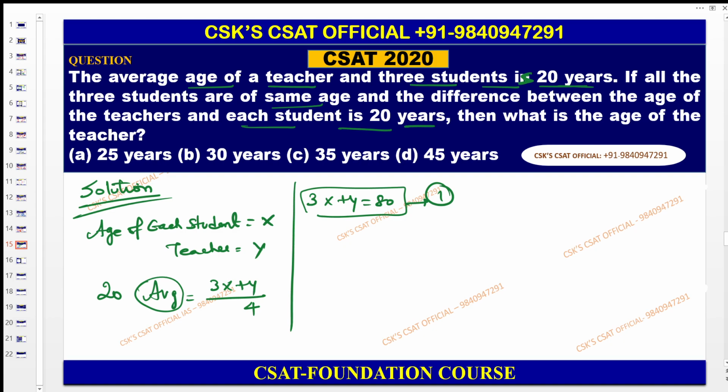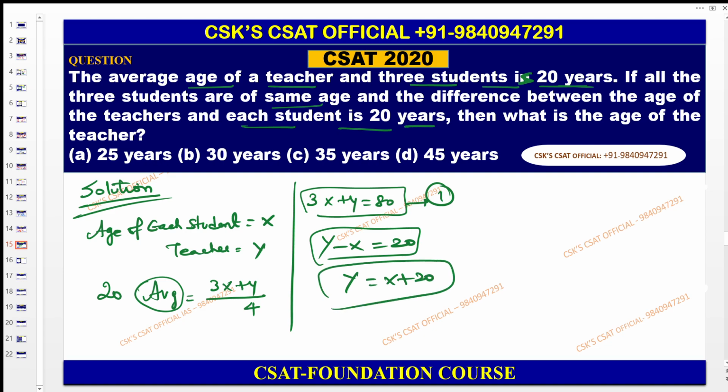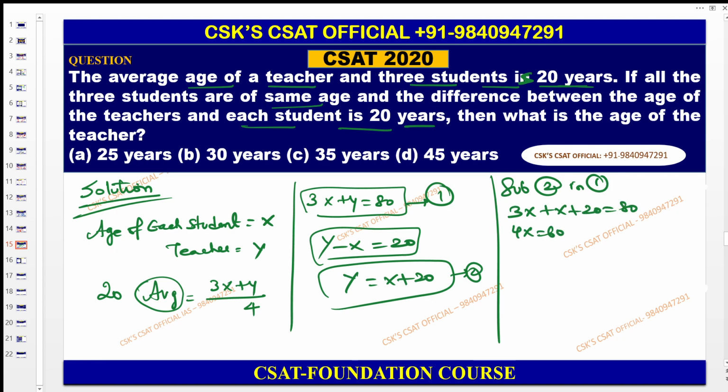Read it. The difference between the age of the teacher and each student: one student's age is x, so therefore the difference is 20. Keep this as equation number 2, or else you can use the substitution method. So y is equal to x plus 20. Substitute 2 in 1. 3x plus x plus 20 is equal to 80. 4x is equal to 60. x becomes 15. But you need to find out the teacher's age.